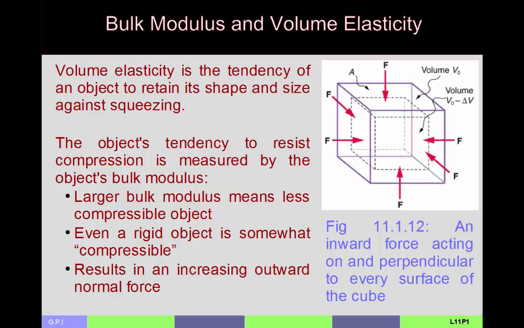This brings me to the third and final modulus, and the third and final type of stress and strain, which is that a solid object has a volume elasticity, and that's the tendency of an object to retain its shape and size against squeezing. This property, by the way, is true not just for solids. A liquid also will have a bulk modulus, even though liquids tend not to have any kind of Young's modulus or shear modulus, because in a liquid, consecutive layers will slide against each other just fine. The only thing preventing that is basically friction between layers. And maybe we'll get into that in fluid dynamics.